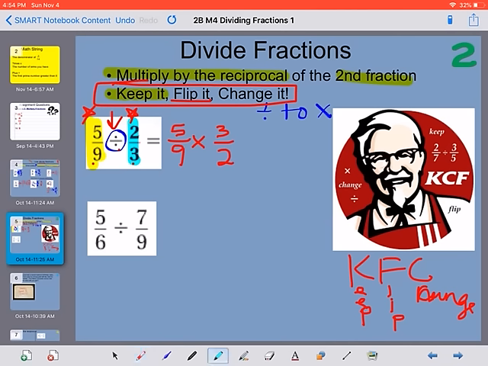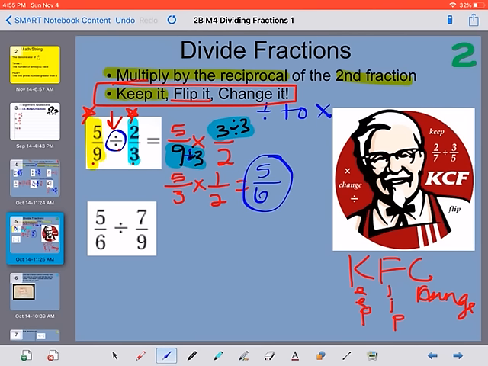Before I multiply, I'm going to simplify 9 and 3. I can divide those both by 3. That will give us now 5/3 times 1/2. Remember, we can simplify our fractions by dividing. Oops, that looks a little funny there. Divided by 3. So on the top, 5 times 1 is 5. 3 times 2 is 6. So our answer is 5/6.